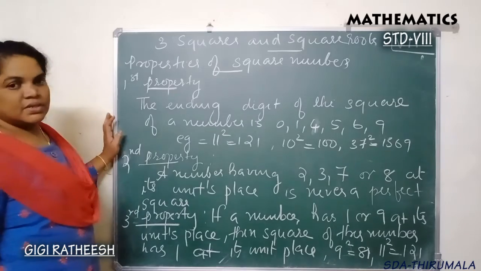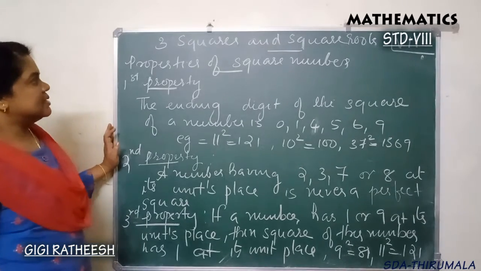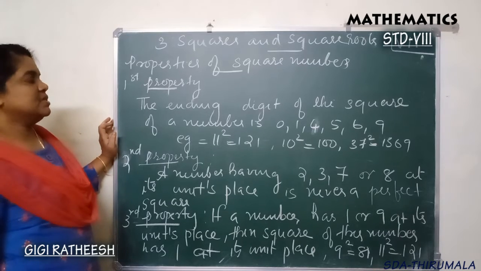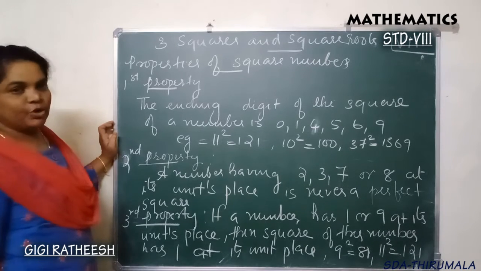Okay, dear students, this is the second part of the third lesson, squares and square roots. Here we are studying the properties of square numbers, and there are 7 properties here.